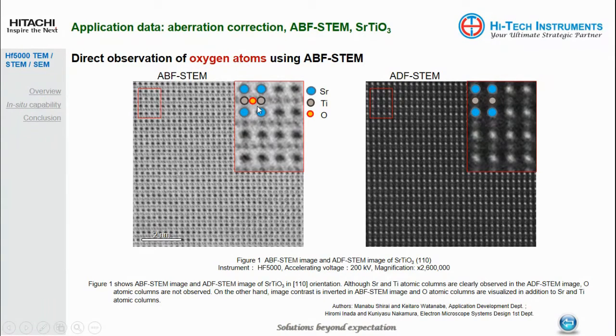And the next one, you also can do direct observation of oxygen atoms, which is something very significant, using your bright field STEM detector. Dark field STEM you can't observe, but for this one, when you enlarge that, you can see the oxygen atoms here. These are all atoms.